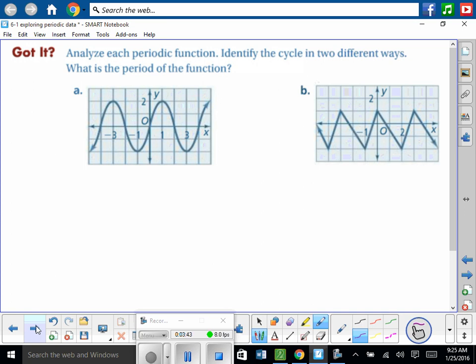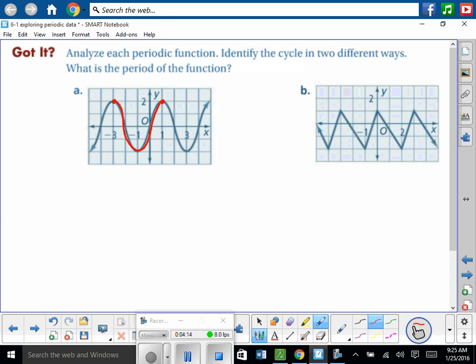It says, analyze each periodic function, identify the cycle in 2 different ways, because remember a cycle can start anywhere, and then it says what's the period. So we're going to look at the lengths of our cycles. We're going to identify 2 different cycles. So we can start anywhere. Looking at this A, I'm going to randomly choose to start up here at the top. Then to make a full cycle, I'd have to go all the way down and all the way back up to the top. Does everybody see how I decided that was one of my cycles?